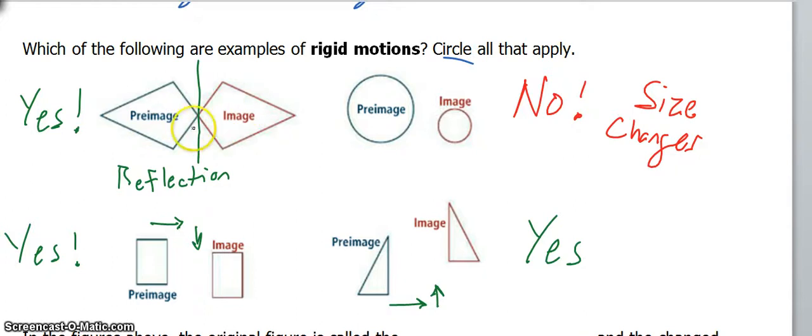My first one up here is a reflection. My one right below that is a translation to the right and down. My one over here is a translation to the right and up as well as a reflection, so a lot of combined motions there. And then this one with the circles is not a rigid motion because it changes the size of the circle, and we know that if we change size, that is not a rigid motion.